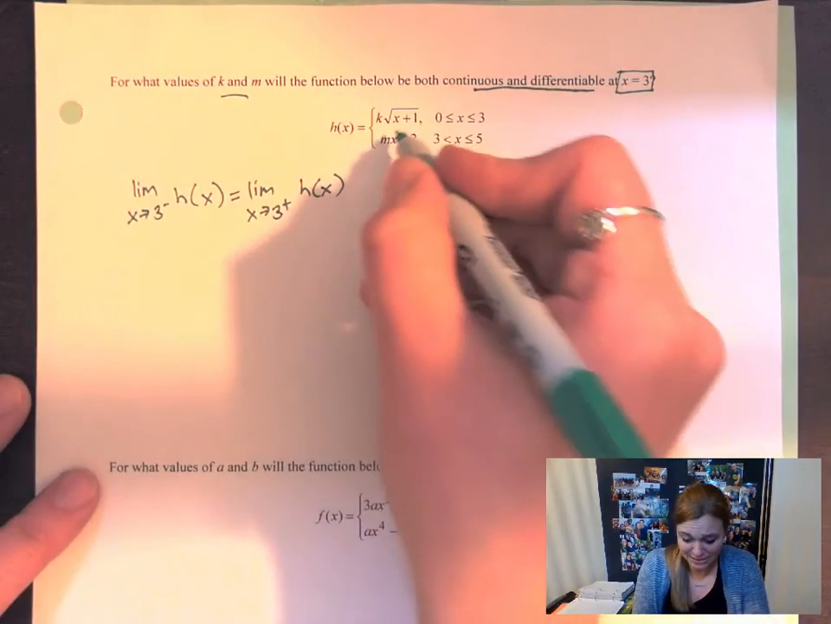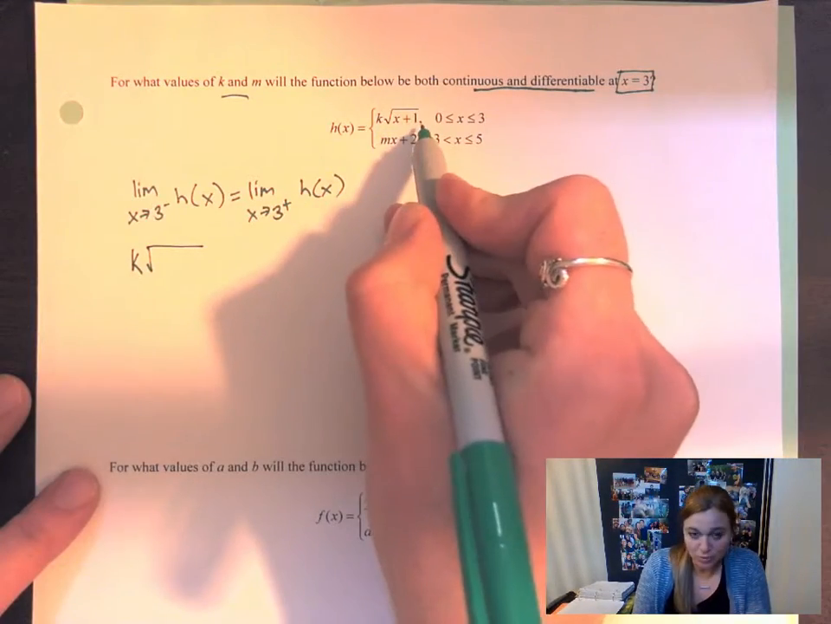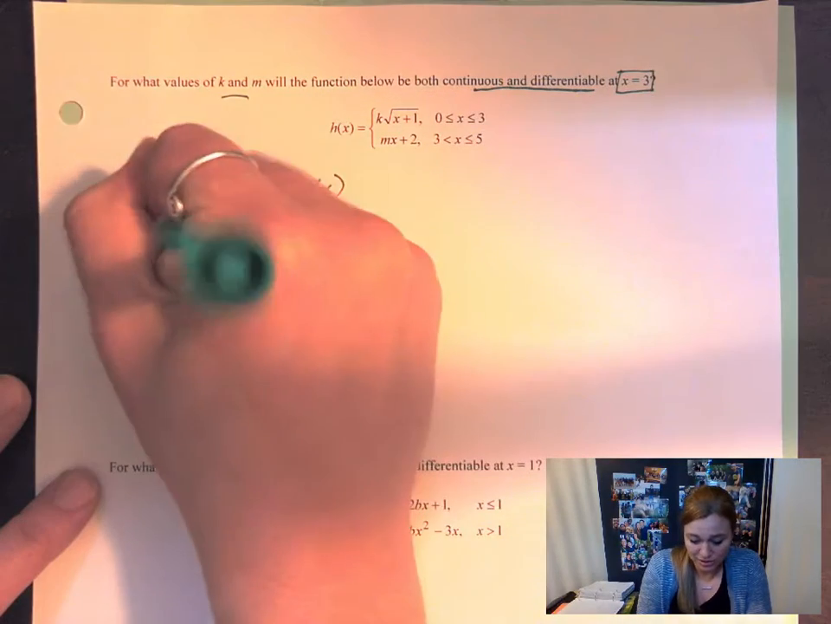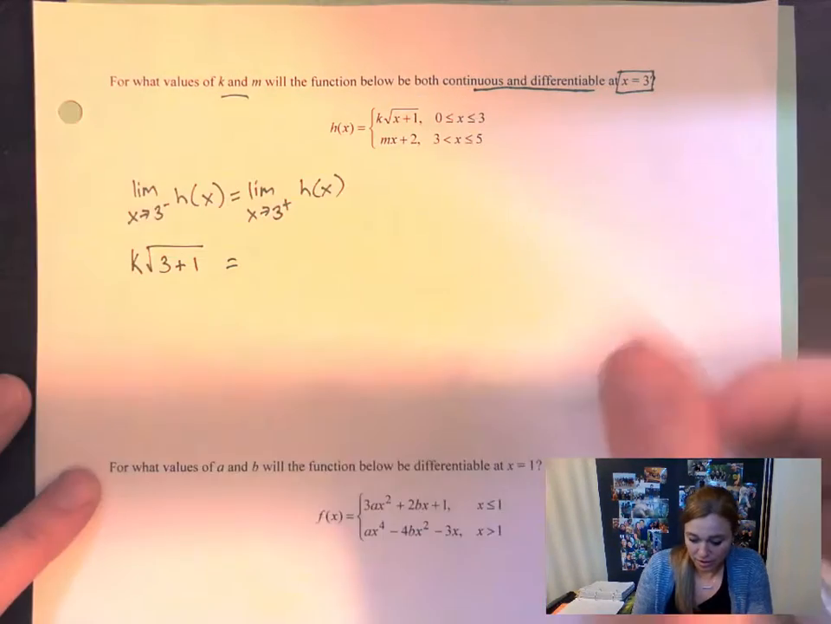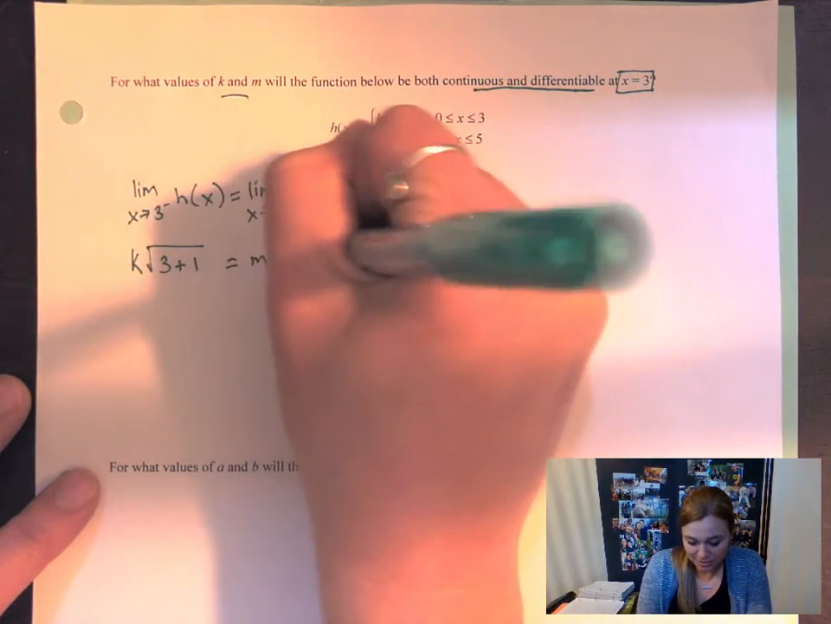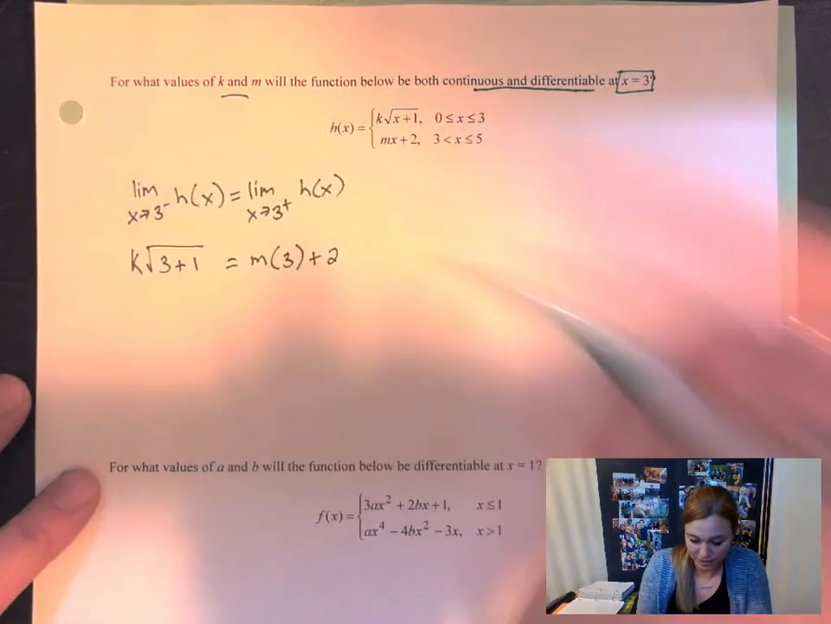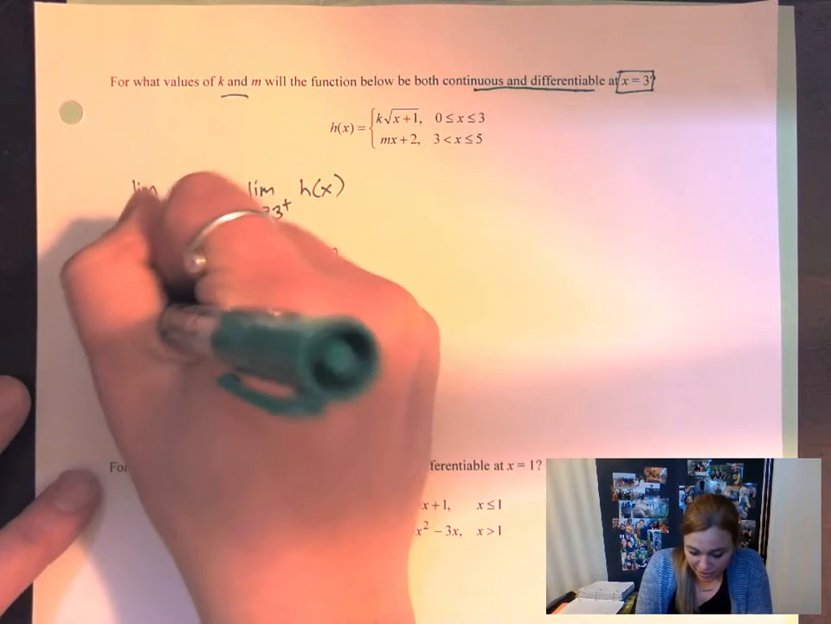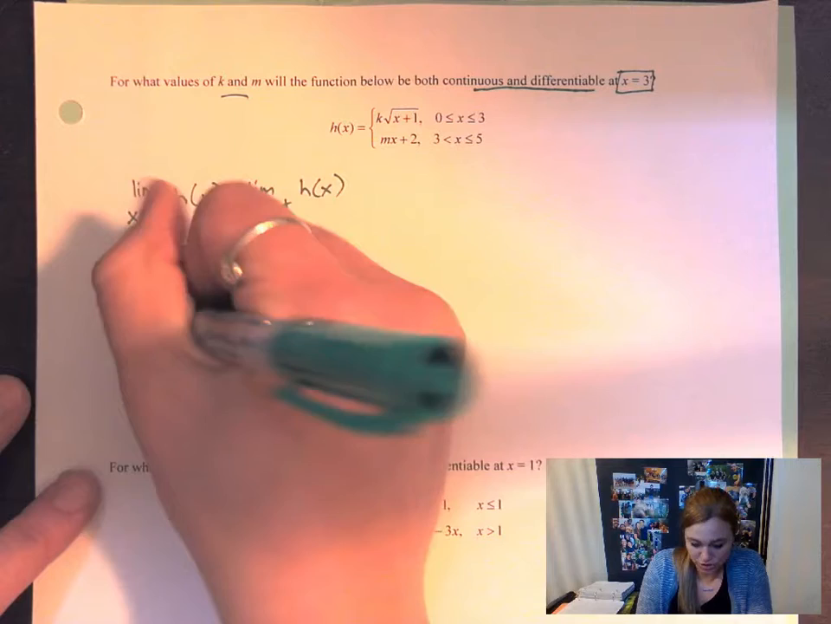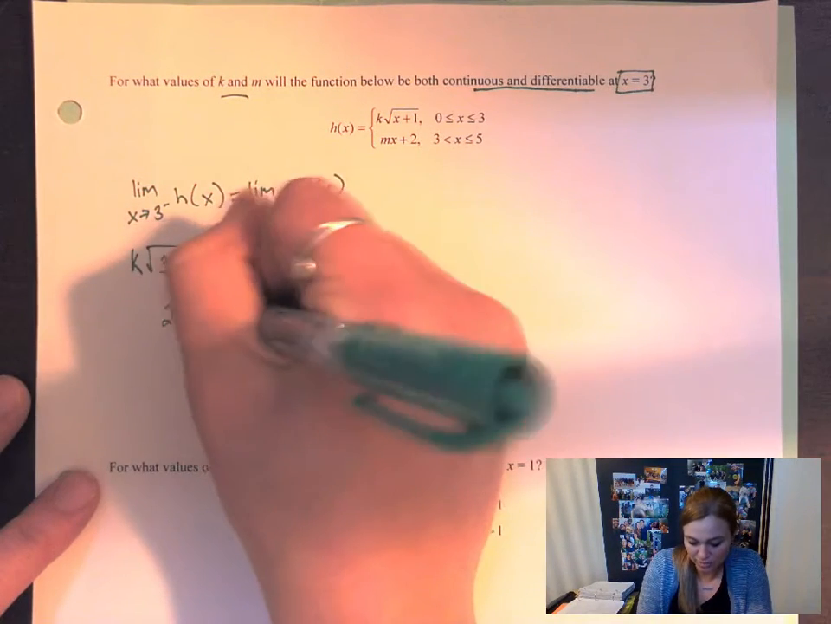So if I do just this part, I'm going to say k times the square root of x plus 1. I'm going to substitute in x is 3. On the right, I've got mx plus 2. Instead of x, I'm going to put in 3. Now I've got square root of 4, which is 2. I didn't introduce a plus or minus, so it can just be positive. So 2k is equal to 3m plus 2.